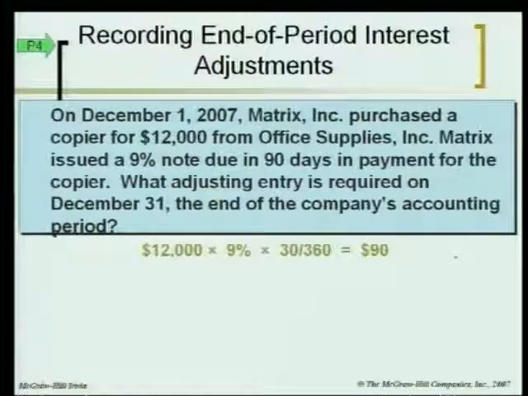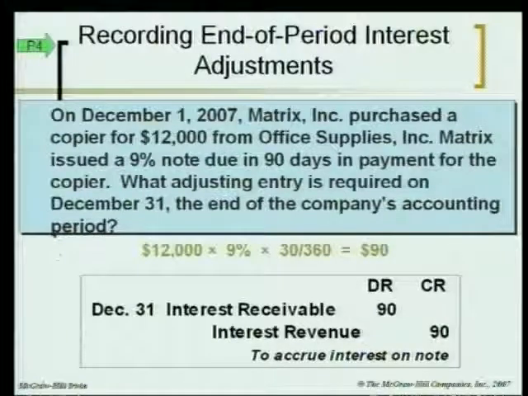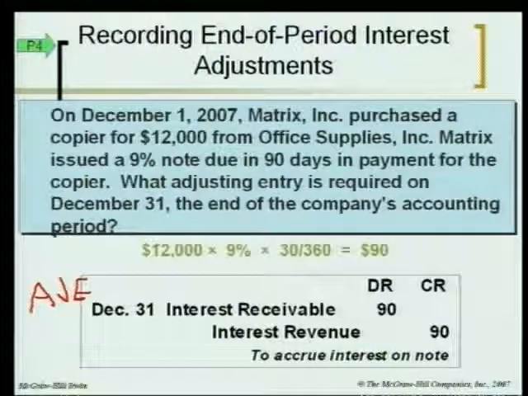So, the amount of interest that we need to accrue is the principal of $12,000 times the annual interest rate of 9% times 30 divided by 360. That's $90. Thus, our AJE, this is an AJE a la Chapter 3, where we debit our receivable and our interest receivable more specifically, and we credit interest revenue. Okay? Questions on that? All right.